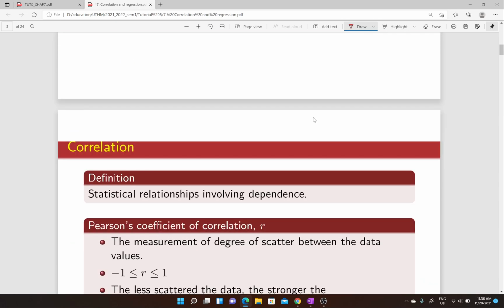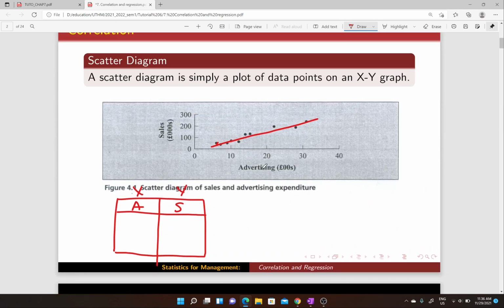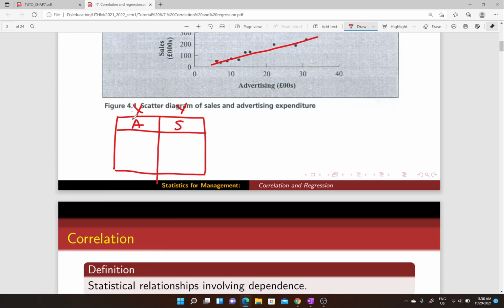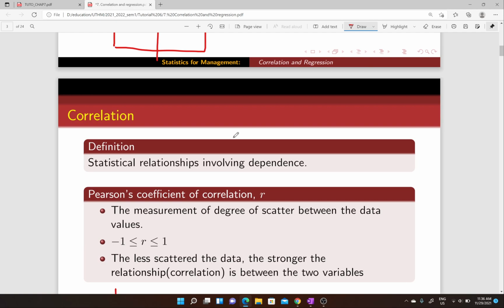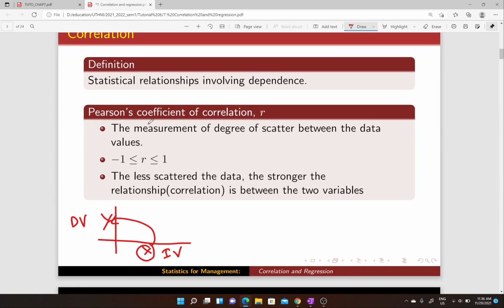Just now we saw that advertising influences sales. The more you advertise, the more your sales go up. You have to understand which one influences which one. Normally the first column is x, the second column is y. To see how strong the relationship is, we can measure it quantitatively, and the name for that measurement is the Pearson coefficient of correlation, and we denote it by R.